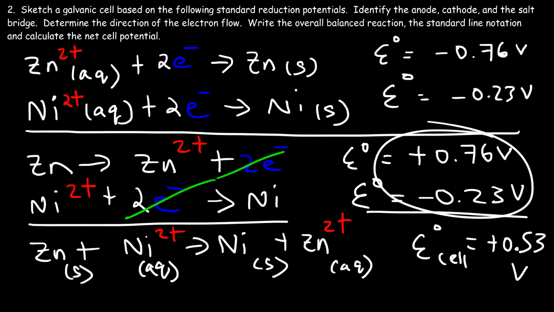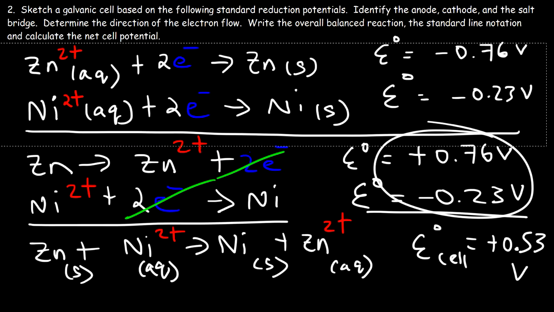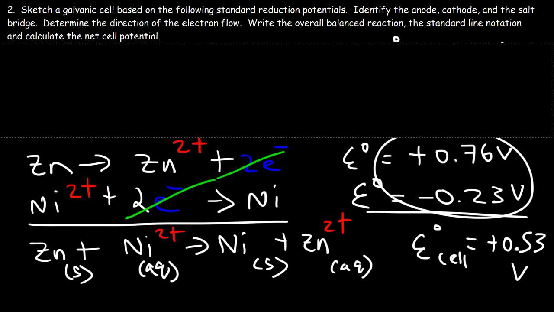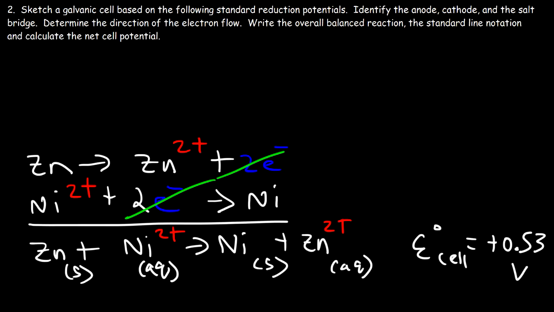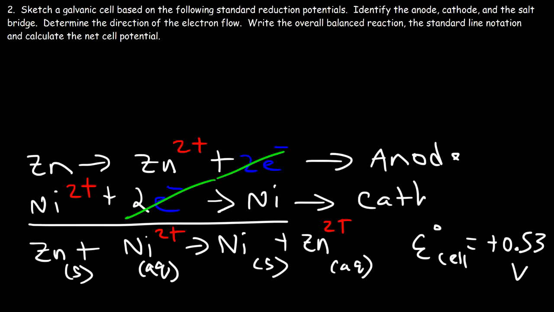Now let's identify the anode and the cathode. So how can we do that? What's the anode and what's the cathode in this example? Now oxidation always occurs at the anode, and reduction occurs at the cathode. So which one of these two half reactions represent the anode and which one is associated with the cathode? So here's a quick way to tell. If the electrons are on the right side, that half reaction is associated with the anode. If the electrons are on the left side, that half reaction will be associated with the cathode.